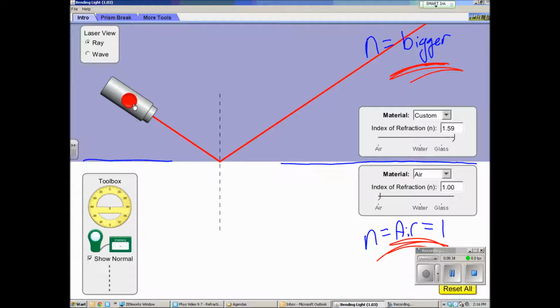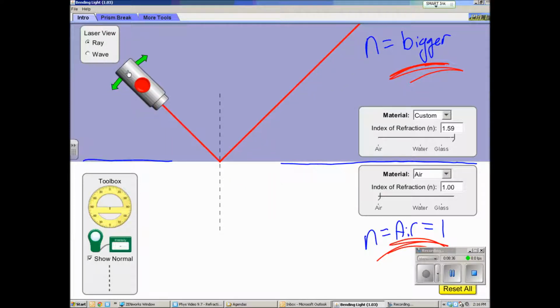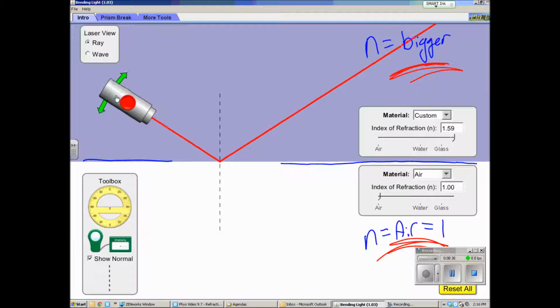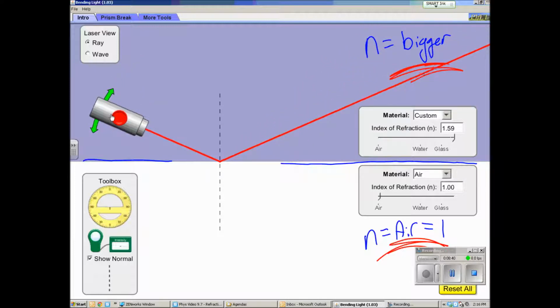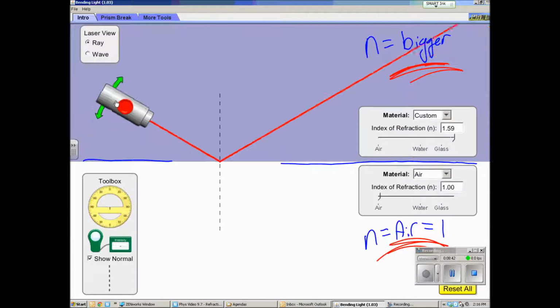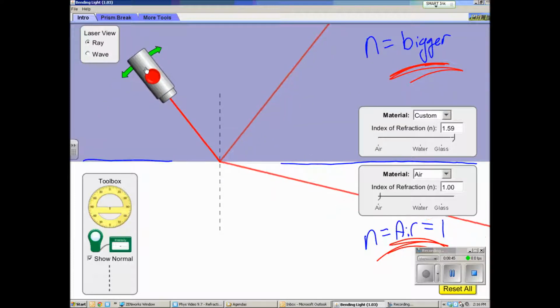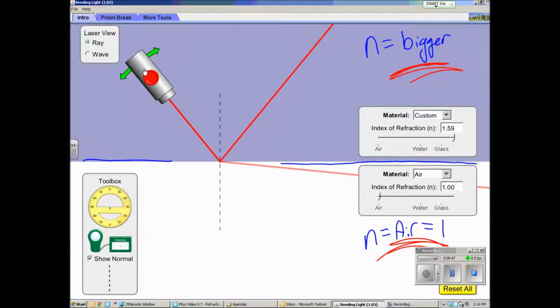So for this example, if I put my angle of incidence right about there, this refracted beam is almost 90 degrees. So the critical angle would be this angle here, which caused my refracted angle to be 90 degrees.